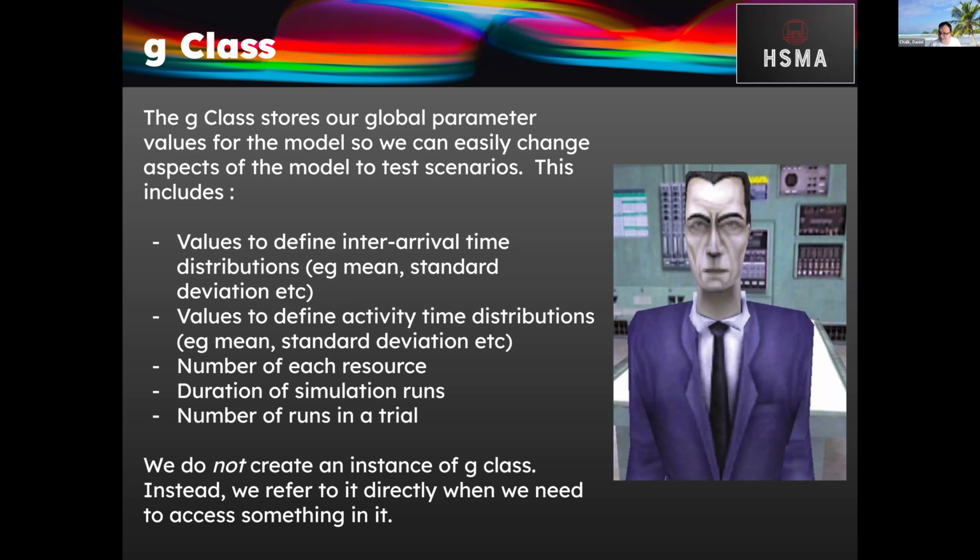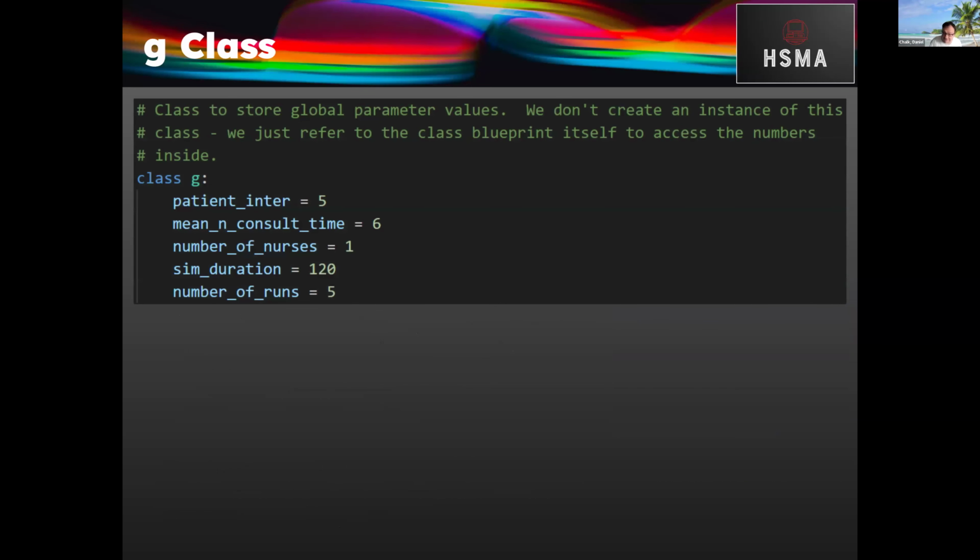How long we want a simulation run to be, and the number of runs within a trial. So how many runs will make up a trial. All that kind of stuff will go in our G class. And as I say, we will refer to it directly. We won't create an instance of it. So here is the G class for our very simple patient comes in and sees a nurse model.